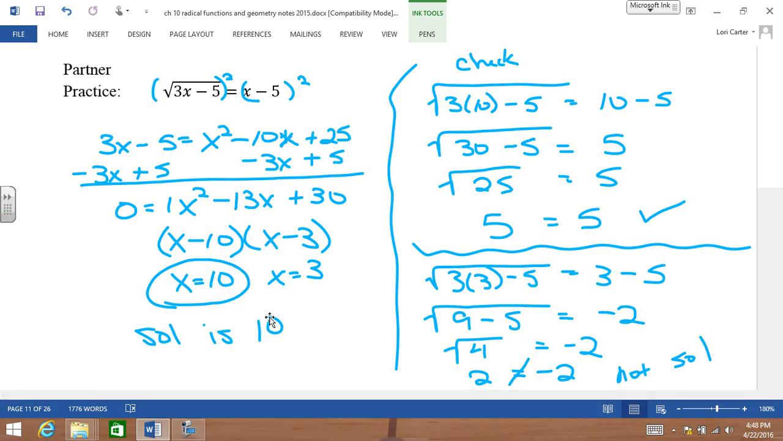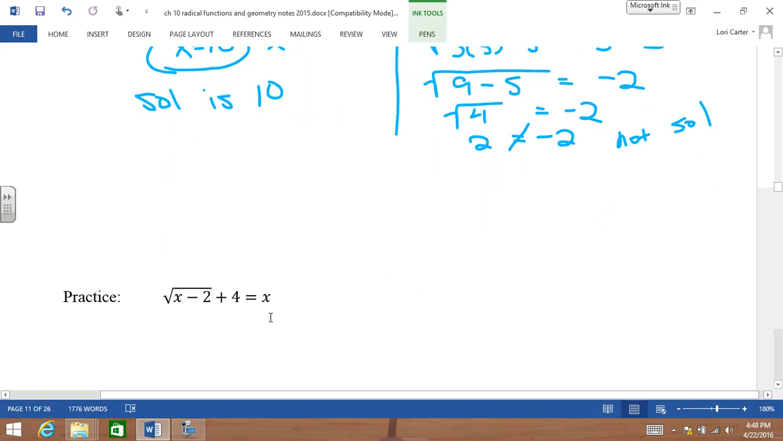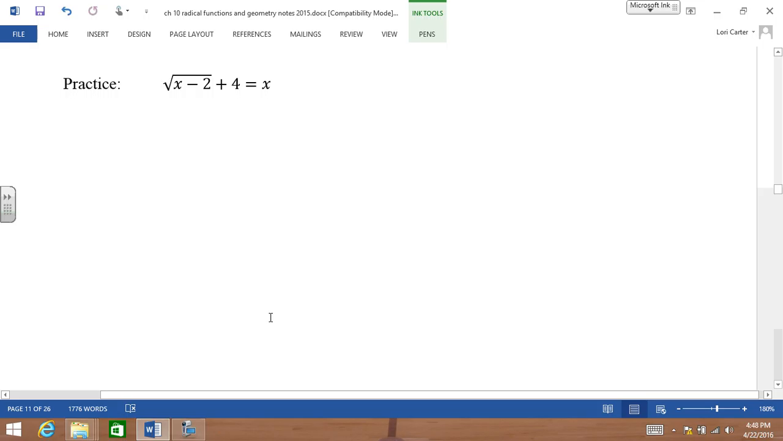Okay, your next one is a little bit different, but not much. You have the square root of x minus 2 plus 4 equals x. This time to get the square root by itself, you have to subtract the 4. We subtract the 4 from both sides, and we have the square root of x minus 2 equals x minus 4. Square root's by itself, so now you're ready to square. So we square the first side and the second side. So this cancels, giving us x minus 2.